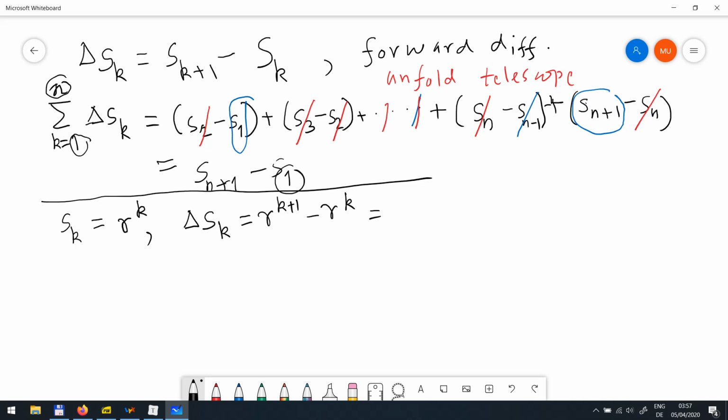You can take that R to the kth common, because it is there as well as there, and here you get R minus 1. So the difference depends on R and K, and only K is going to change. R will remain constant.